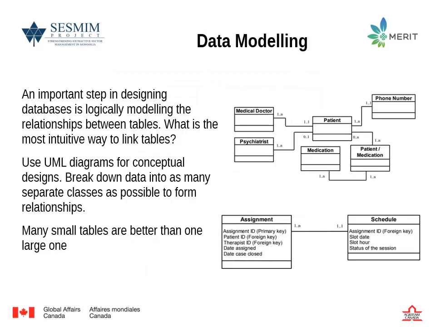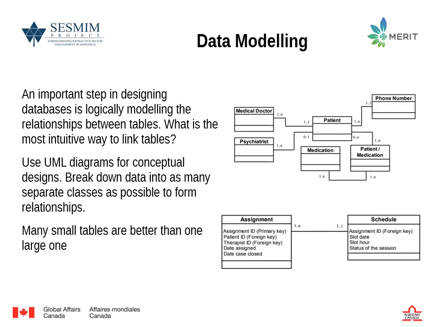Data modeling, an important step in designing databases, is to logically model the relationship between tables. So what is the most intuitive way to link tables together? And this is really useful when you're actually trying to create a query, if you can see a logical way that these tables relate to each other.